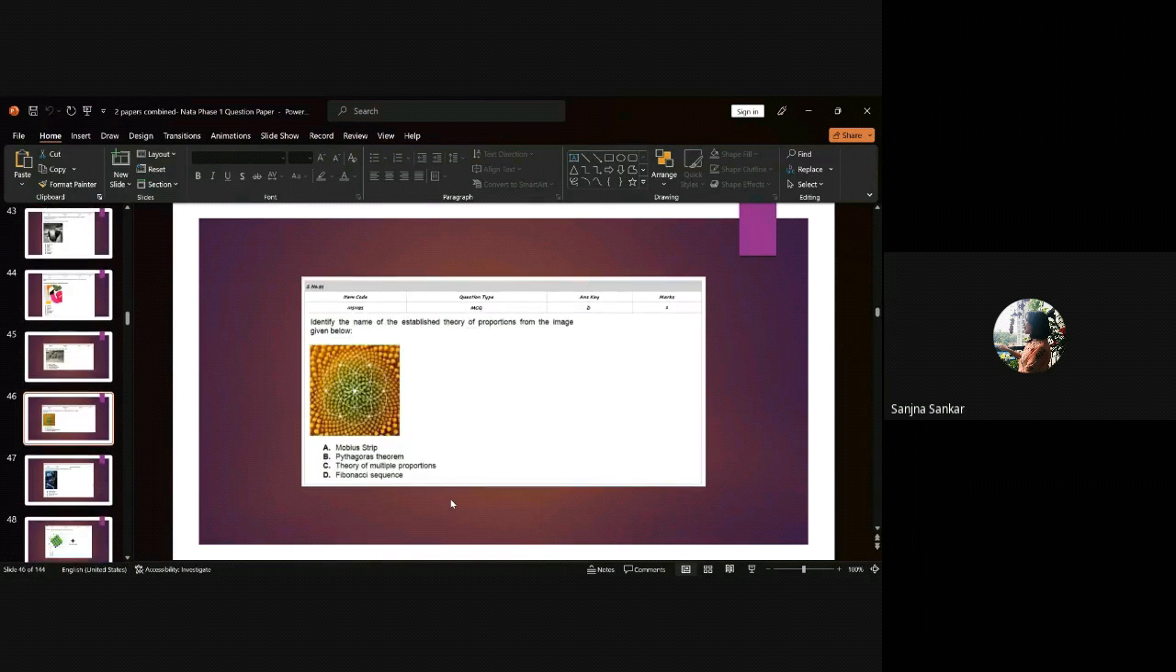Next question: identify the name of the established theory of proportions from the image given below. The answer is the Fibonacci sequence, which is option D. The Fibonacci sequence is a sequence in which each number is the sum of the two preceding ones. We can see the picture of a shell in that shape. So the correct answer is option D, that's Fibonacci sequence.